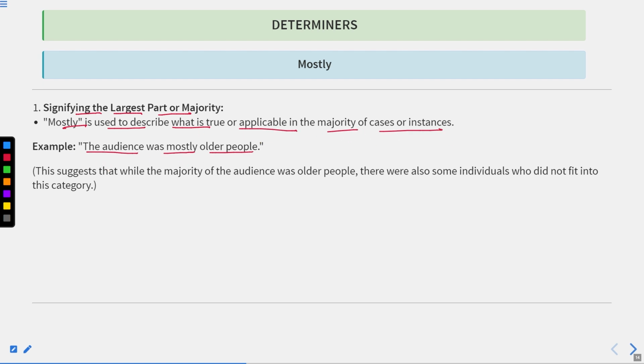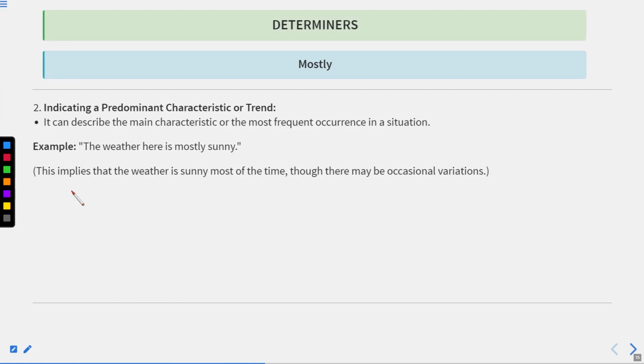Example: the audience was mostly older people. So, mostly older people means the majority of the people were old. This suggests that while the majority of the audience was older people, there were also some individuals who did not fit into this category, okay, who were young. Indicating a predominant characteristic or trend, it can describe the main characteristic or the most frequent occurrence in a situation. For example, the weather here is mostly sunny. It means mostly, the frequency of the weather, mostly the situation of the weather is sunny.